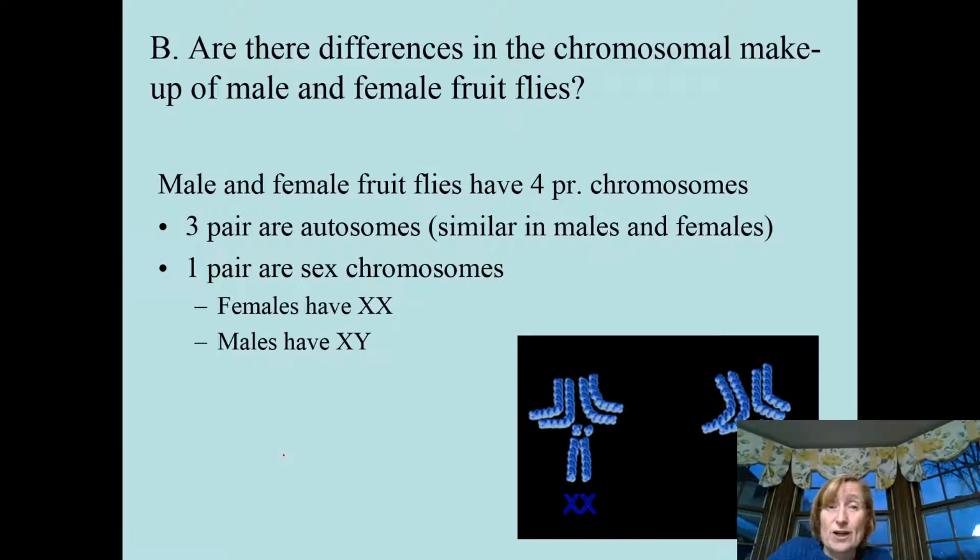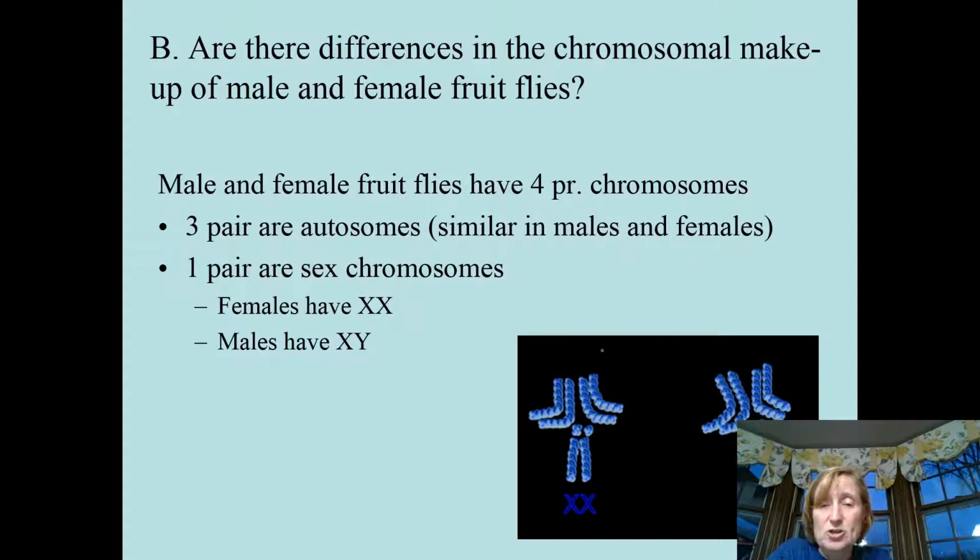Morgan knew something about fruit flies. It turns out that a lot of people had been studying fruit flies already and knew a lot about their chromosomal makeup, and they were starting to understand meiosis a little bit too, right? So researchers knew, and so did Morgan, that male and female fruit flies have 4 pairs of chromosomes. We have 46 chromosomes, or 23 pairs. So fruit flies have 4 pairs of chromosomes. That is 8 total chromosomes, right? 3 pairs are autosomes. That's a new word for us. Those are chromosomes that are similar in both males and in females.